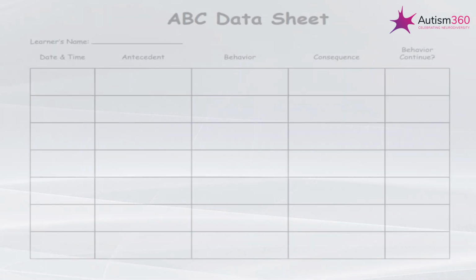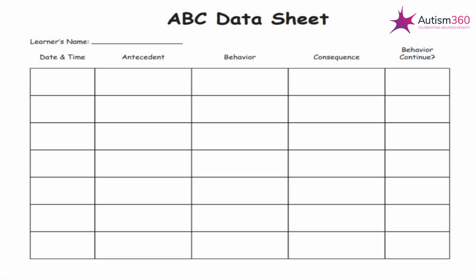An ABC datasheet is a data collection tool used by carers to gather information and keep track of what happened immediately before the behaviour, the antecedent; what happened, the behaviour; and what occurred immediately following the behaviour, the consequence. This helps to identify any potential relationship between the antecedent and consequence that could be sustaining or stopping that behaviour.